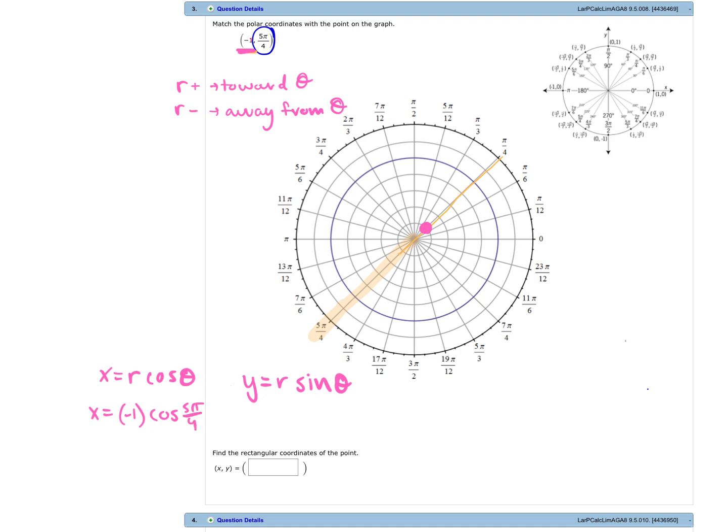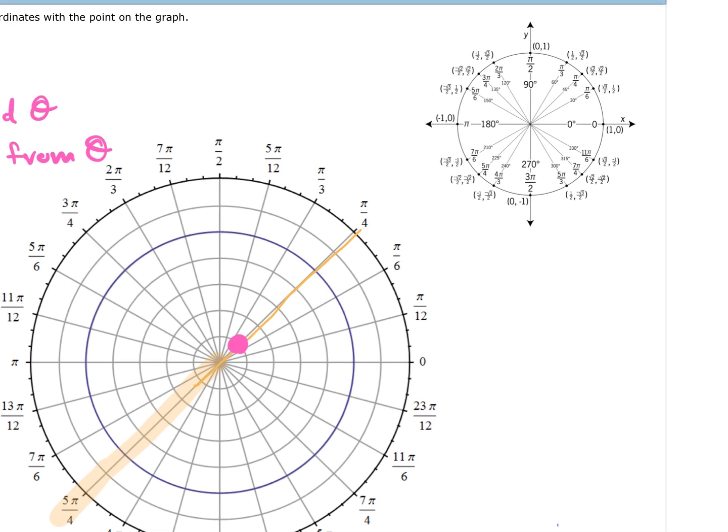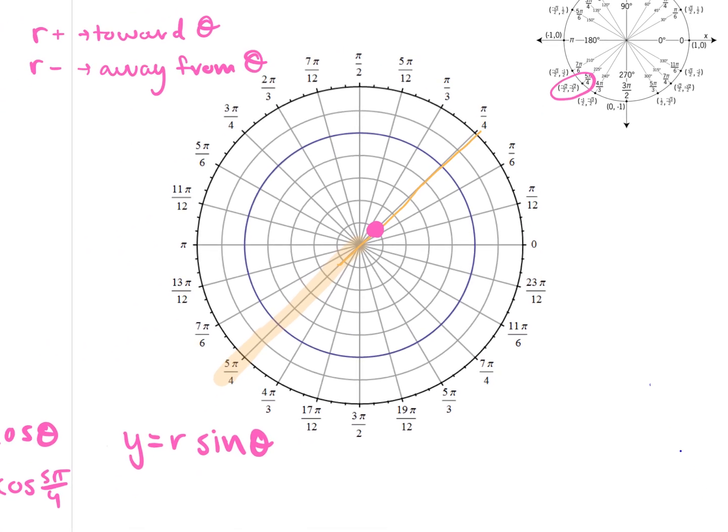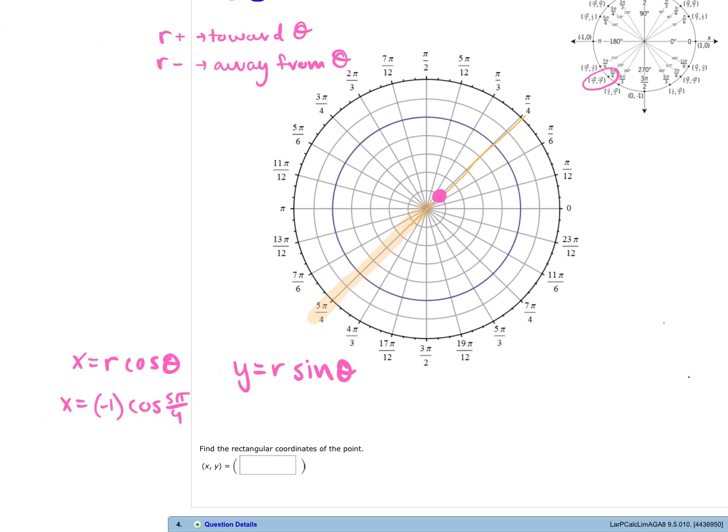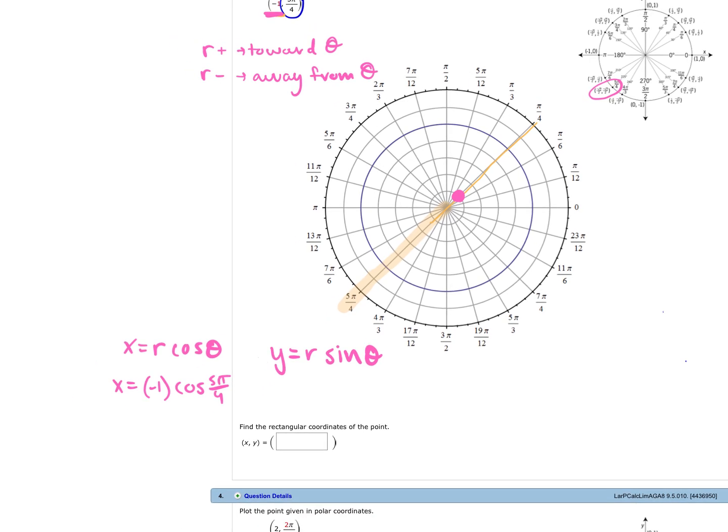We want to use our unit circle to figure out what the cosine of 5 pi over 4 is. So that would be down here. Cosine tells us we look at the x or the y. We're going to look at the x, so our x would be negative square root 2 over 2. So x is equal to -1 times negative square root 2 over 2, which would be positive square root 2 over 2. So that's our x value.